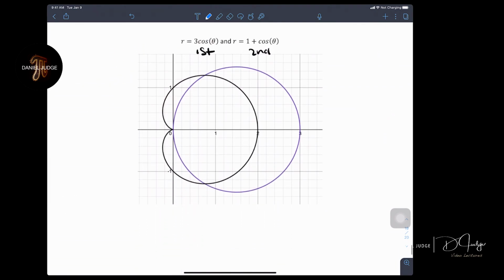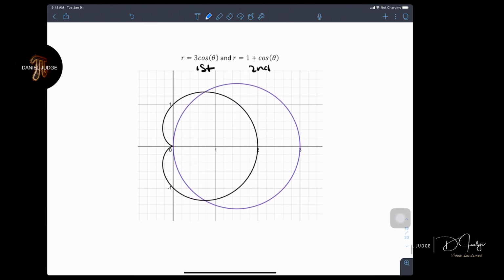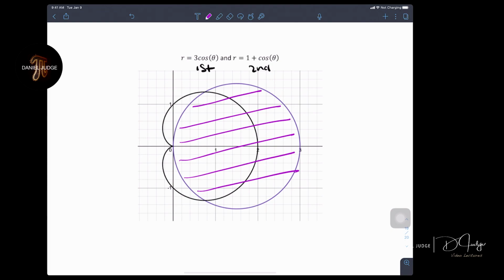All right, let's look at this last one. We're almost done. We got the last one here. Okay, we've got a circle for the first curve, so the area inside the circle for the first curve. Purple curve, area inside, and purple. And then outside the cardioid.